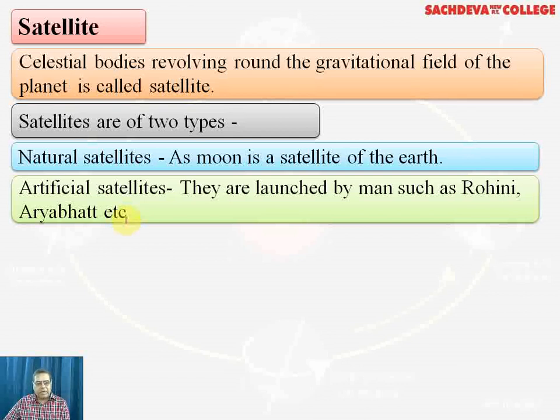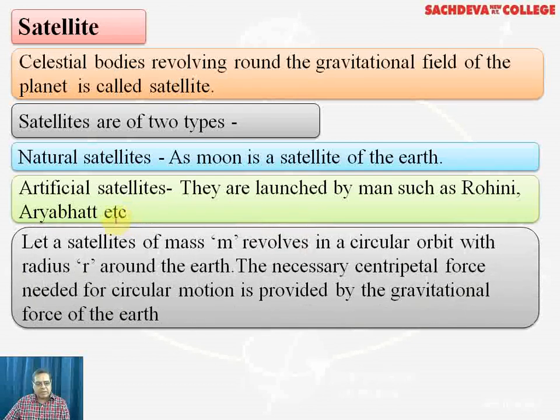Now these artificial satellites are generally launched by man, and consider a satellite of mass m. We have various concepts, like a satellite launched in such a way that it is just reaching outer space but moving near the circumference of the earth. In that case, the radius of earth and the radius in which the satellite is moving will be the same. So a satellite of mass m revolves in a circular orbit with radius r around the earth.